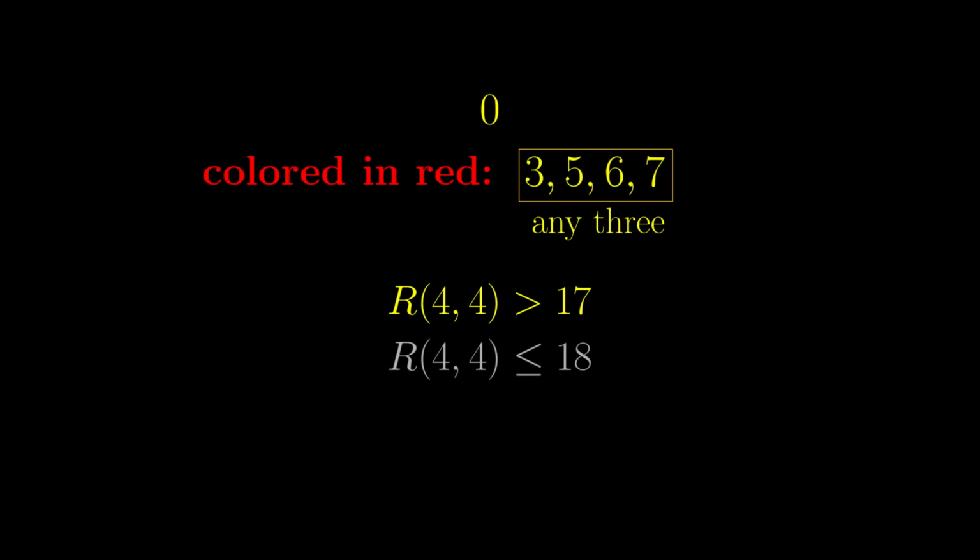But we also proved in the first video in this trilogy that all 18 vertex graphs work using a sneaky trick, so it has no choice but to be exactly 18.